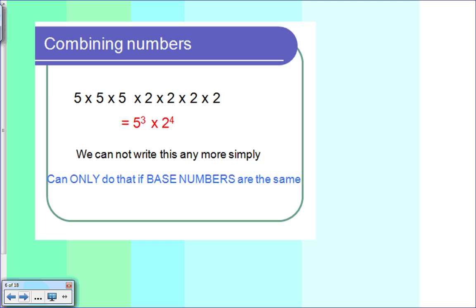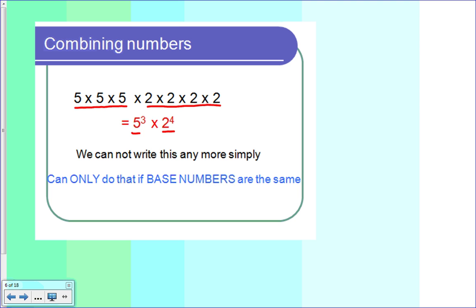We can combine powers, such as here, where I have 5 times 5 times 5 times 2 times 2 times 2 times 2. In other words, there are 3 5's here and 4 2's here being multiplied together. And we have to write that as 5 to the 3rd times 2 to the 4th if we wanted to write that any simpler. We cannot write this any more simply because the 5 and the 2 are different bases. We can only do that if we have the same base.